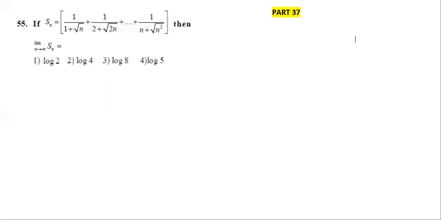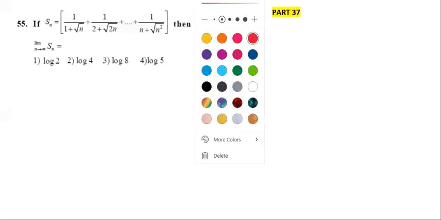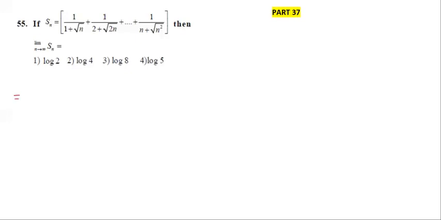In previous class we have completed 54 problems. Now see the question number 55. How to do this, students, tell me, any idea? Limit n tends to infinite. See the question, here 1, here n, here 2n is there. 2n, 3n, 4n. I think it is going to increase like that.